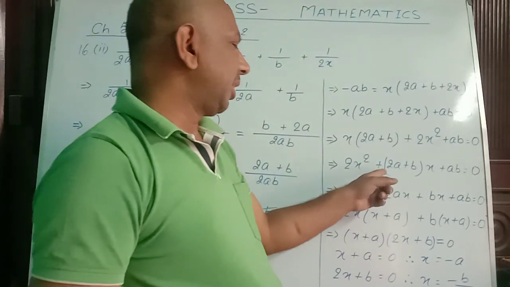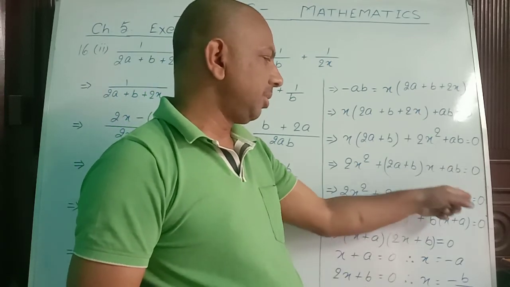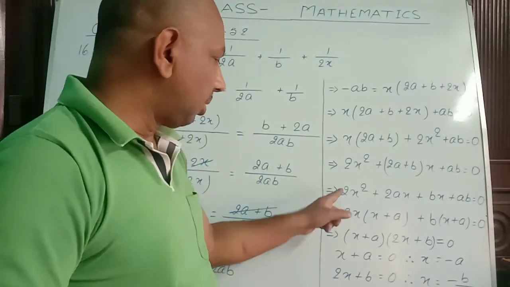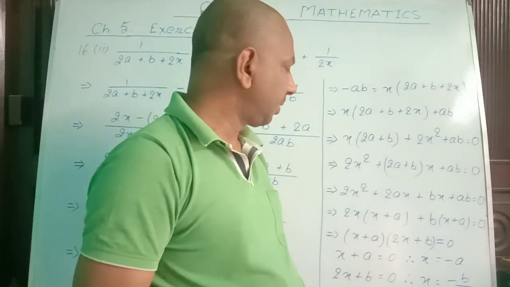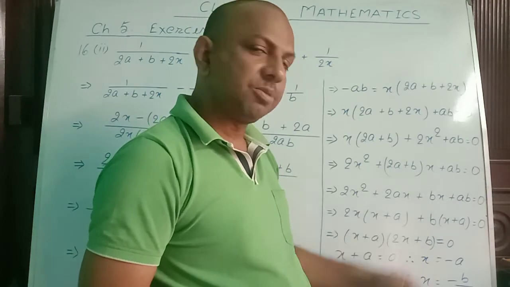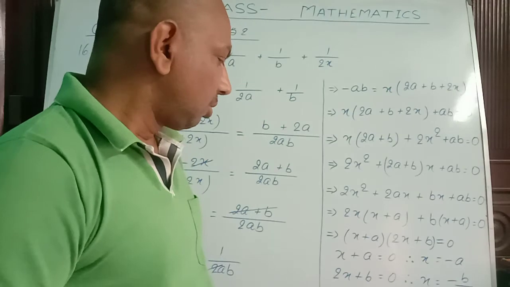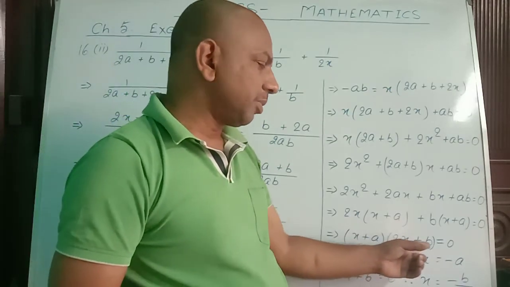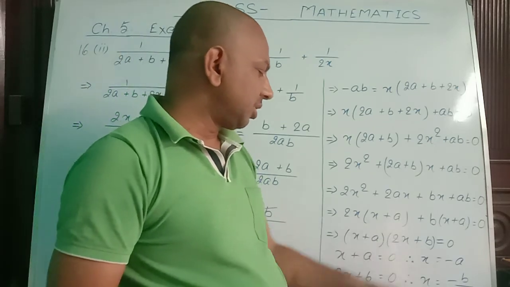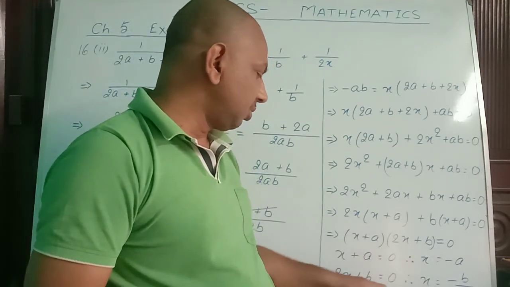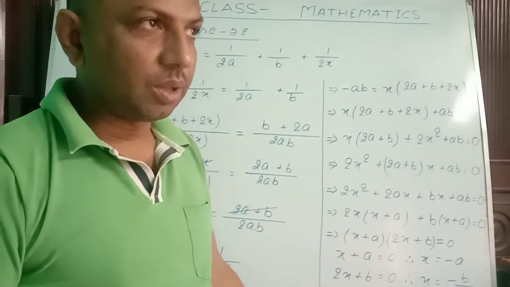I have omitted this bracket. 2x square plus 2ax plus bx plus ab equal to 0. From these two terms I have taken 2x common, so inside the bracket x plus a is left. And from these two terms I have taken plus b common, inside the bracket x plus a is left, that is also equal to 0. So the factors become x plus a into 2x plus b equal to 0. If x plus a equal to 0, then x equal to minus a, and if 2x plus b equal to 0, then x equal to minus b by 2. These two are the solutions of x. That is the answer.